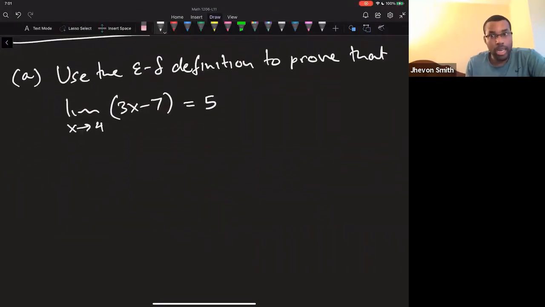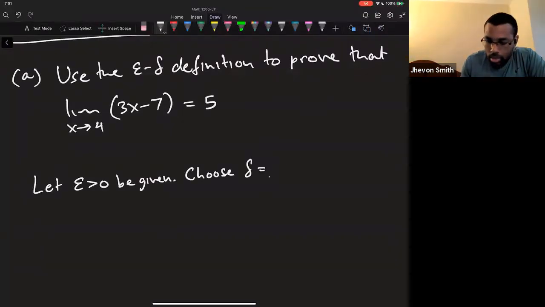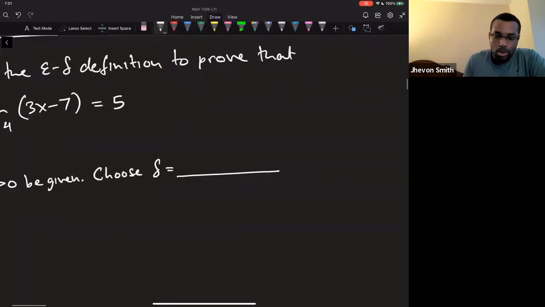So here's how it's going to look. So you would say, let epsilon greater than 0 be given, right? You have no control over it. Someone gives that to you. This is the epsilon I want. Okay, now you're going to choose delta equals blank. Now we will fill this in later.